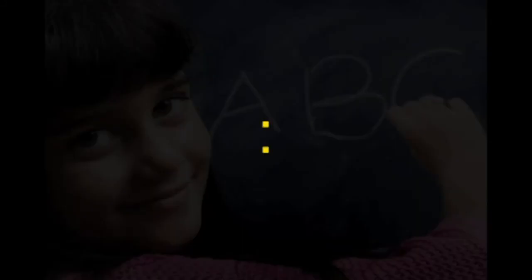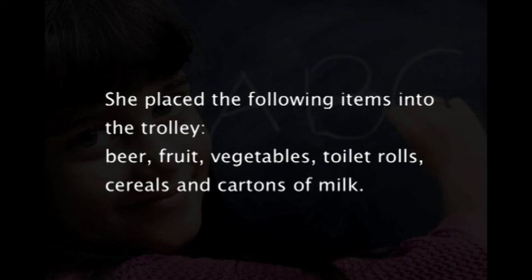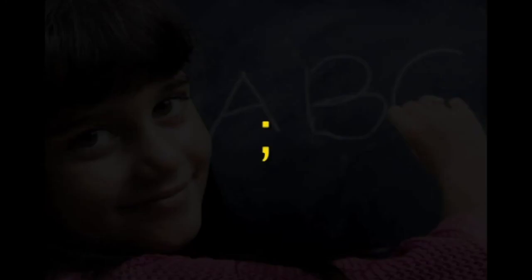Now, let us look at the next punctuation mark, colon. It is used to introduce something such as a list. "She placed the following items in the trolley: beer, fruit, vegetables, toilet rolls, cereals and cartons of milk." So, when you have a list of things to follow, you should have a colon just before this list of things. Now, let us go to the next punctuation mark, semicolon.